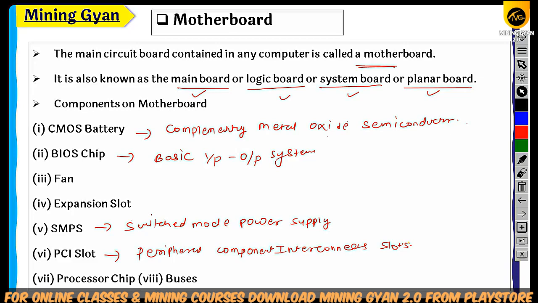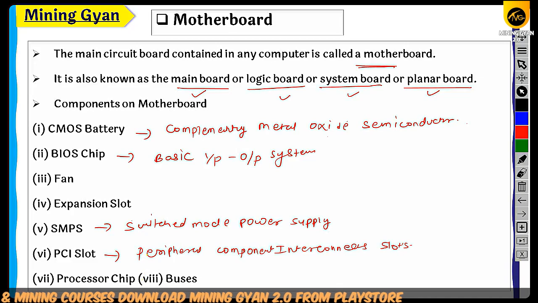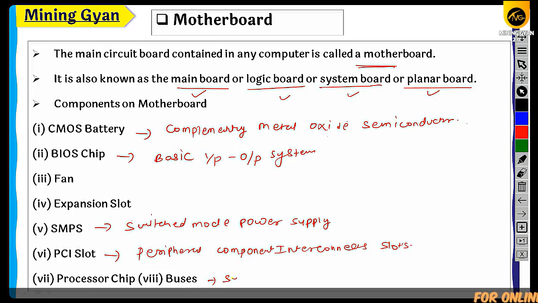Okay, the last two are the processor chip and the buses. The processor chip is the chip which is used for processing the data, which is the most important section of the motherboard. You can say the processor chip is a kind of CPU. The last one is the buses. Basically the buses are sets of wires, or groups of wires. So these are the components of the motherboard.